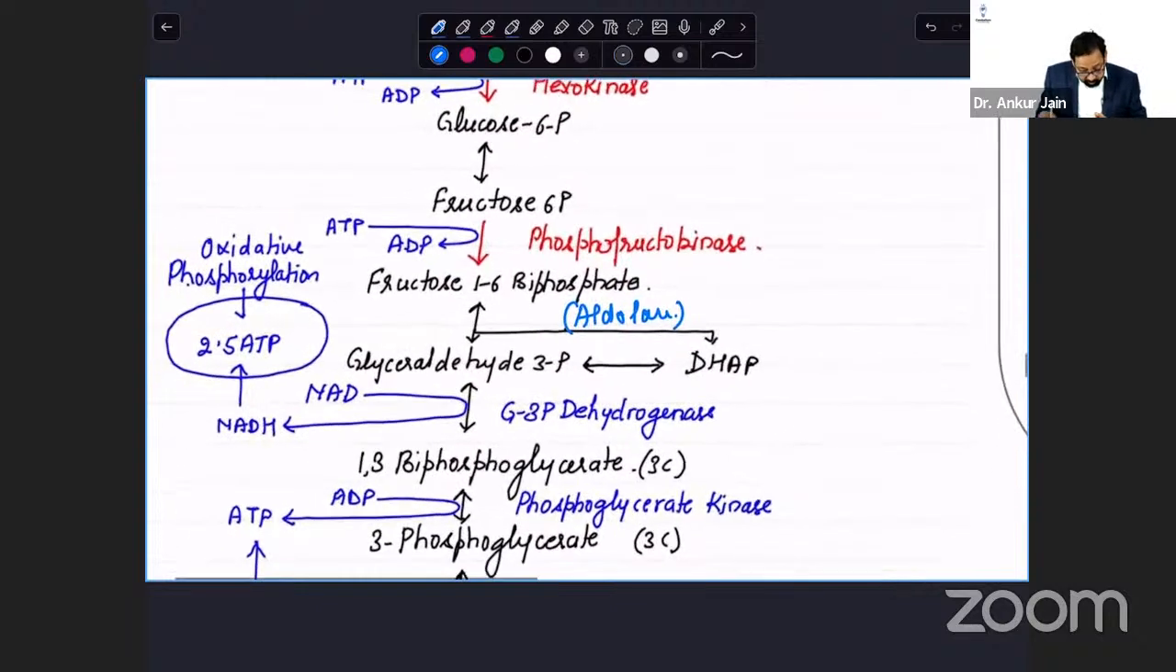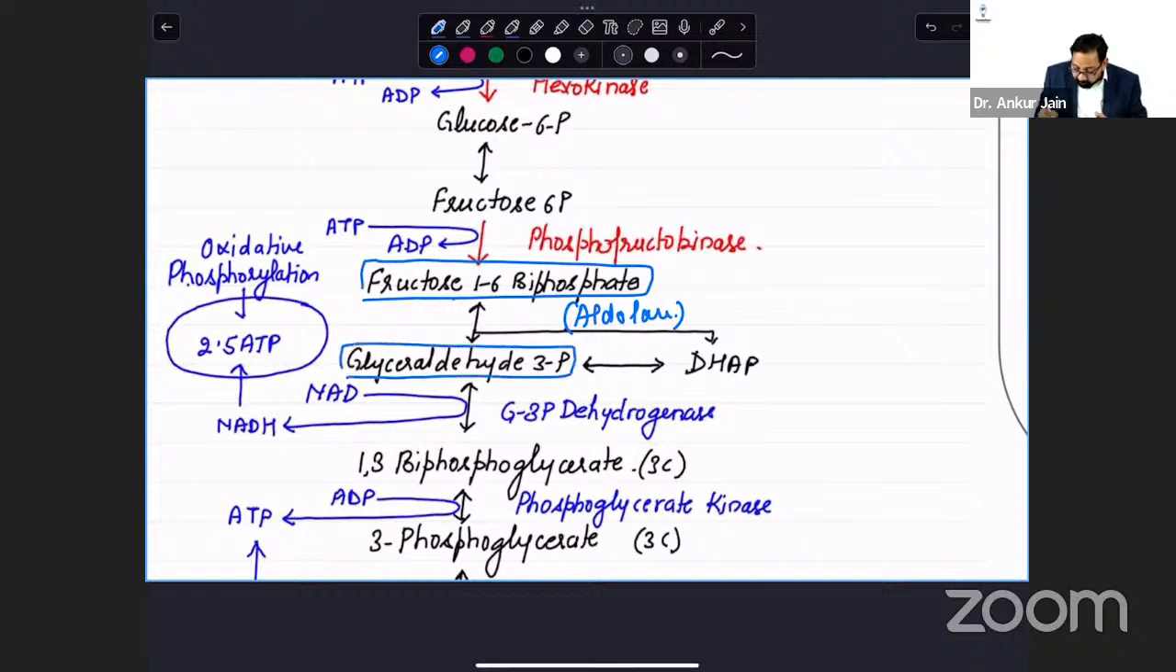This is glycolysis. Fructose 1,6 biphosphate in glycolysis is converted to glyceraldehyde 3 phosphate and DHAP by aldolase A. Fructose has 6 carbons and 2 phosphates. Glyceraldehyde has 3 carbons and 1 phosphate. DHAP has 3 carbons and 1 phosphate. So you can easily understand that when you cut fructose 1,6 biphosphate, 2 molecules having 3 carbons and 1 phosphate can be produced very easily.